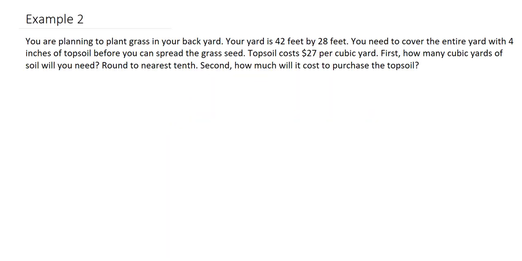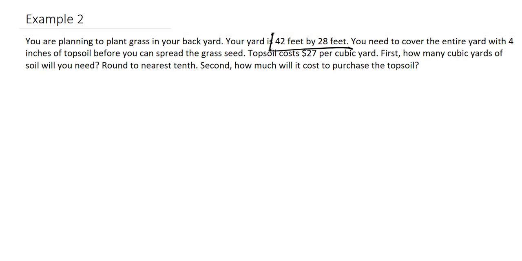Example 2. You're planning to plant grass in your backyard. Your yard is 42 feet by 28 feet. You need to cover the entire yard with 4 inches of topsoil before you can spread the grass seed. Topsoil costs $27 per cubic yard. First, how many cubic yards of soil will you need? Round to the nearest tenth, and then second, we're going to look at the cost of the purchase of the topsoil. So let's kind of first think this through.